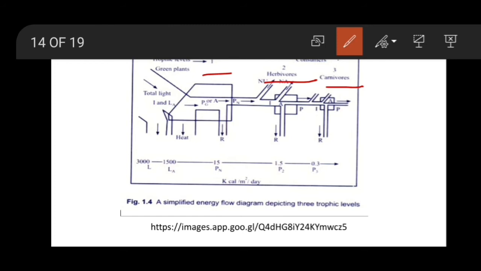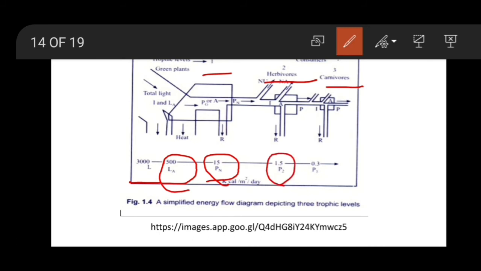Here, the pipes show the loss of heat in the form of respiration. Again, there is a total of 3000 kilocalories of light falling upon the green plant. From that, approximately 15%, which means 1500 kilocalories, is absorbed, and of this only 15% is converted into the first trophic level.